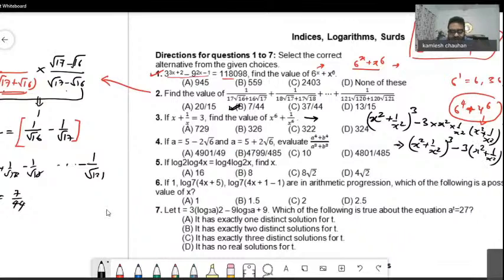To get this value, we have to square this part, which will give us x square plus 1 by x square plus 2 is equal to 9. So x square plus 1 by x square is equal to 7. If you put it there, I'll get 343 minus 3 into 7, which is 322. Answer is option C.